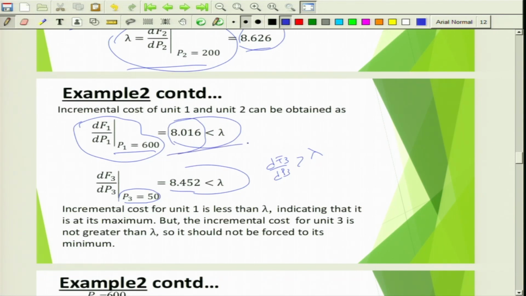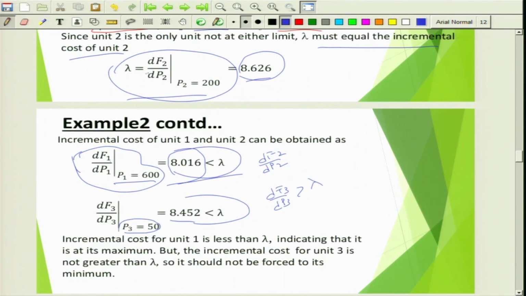Here, sorry, there is a mistake, this is dF2, not dF1. This is dF2 by dP2, that is your generator which is not violating any constraint, and that comes out to be 8.626. Then you obtain dF1 by dP1, and this generator is touching the upper threshold. For that you are getting 8.016, which is less than lambda.